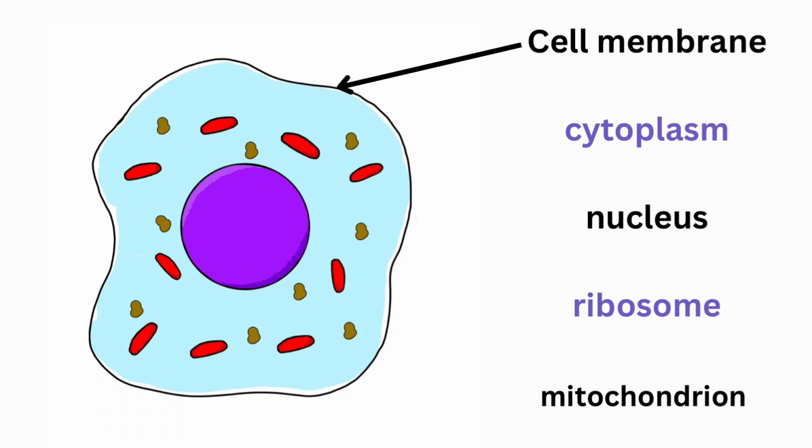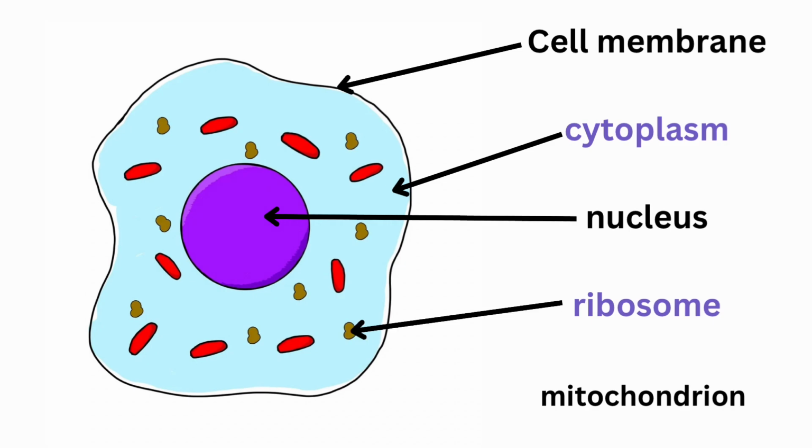So as promised, here's the answer. So hopefully you've labelled the cell membrane. Here we've got the cytoplasm. The nucleus is the big shape in the middle of the cell. Here's the ribosome. And here's the mitochondrion.